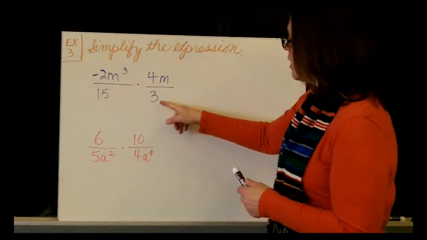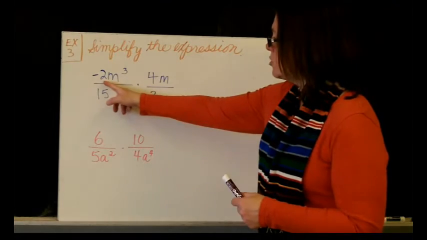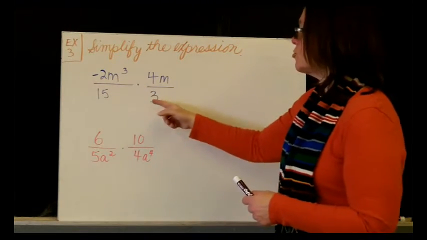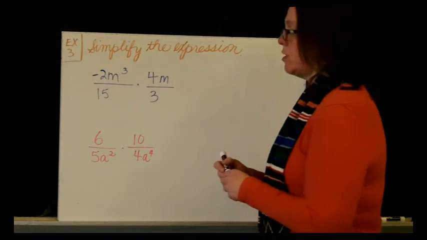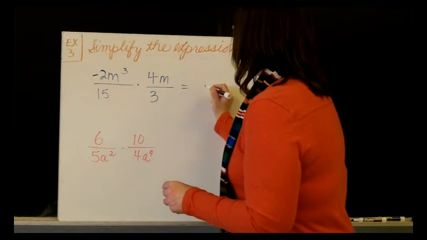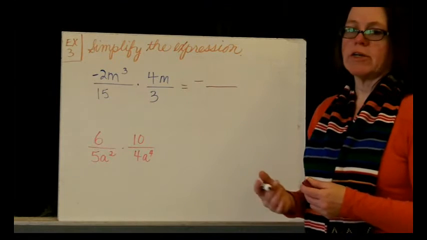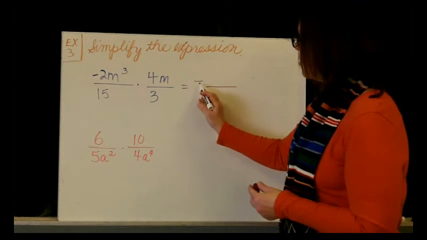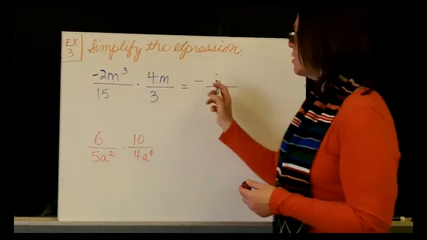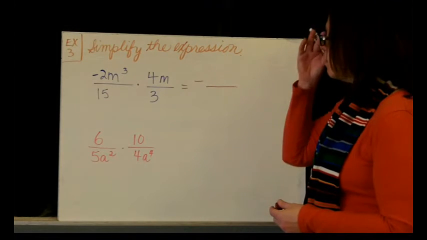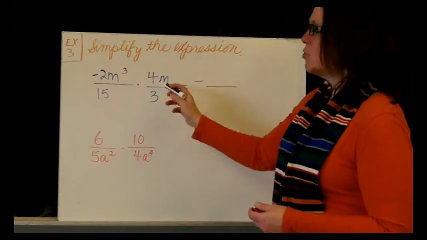We want to first see if there's any cross-simplifying we can do, and as it turns out, we can't. We have a 2 and 3, those numbers are prime. And we have a 15 and a 4, those are relatively prime. The only factor they have in common is 1. So our only alternative, our only choice is to multiply straight across. Notice I wrote my negative symbol to remind myself that because we're multiplying a negative and a positive, our product will be negative.